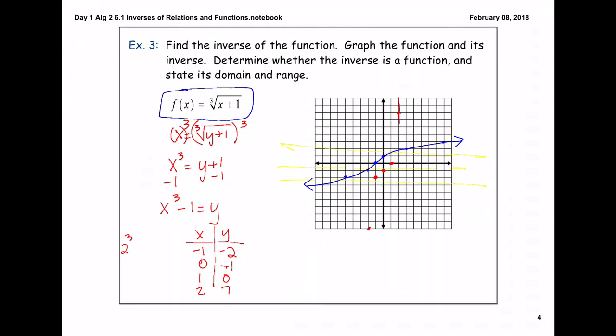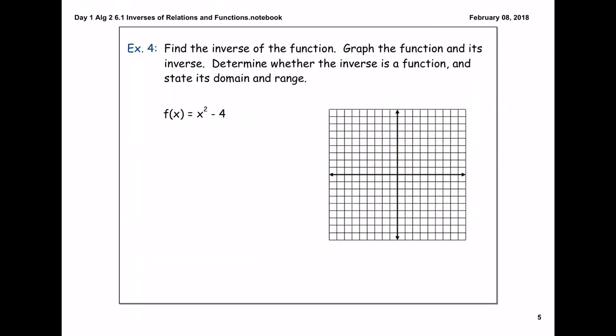So when you connect your dots and graph your function, you can see that this is the inverse, and it's reflected over the line y is equal to x. Then when you state your domain and range, your domain are your x values, and our x is approaching negative infinity and positive infinity, so we say all real numbers. And our range is looking at our y values. It is also approaching negative and positive infinity, so it is all real numbers.